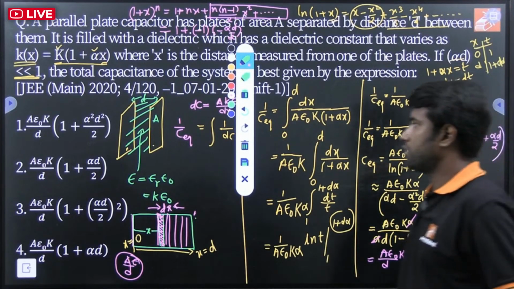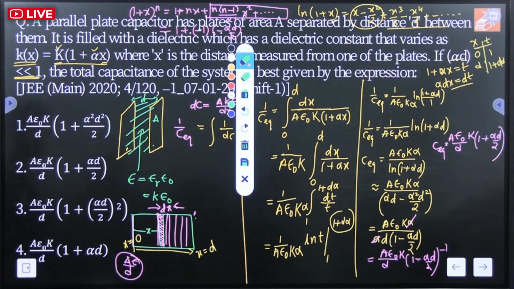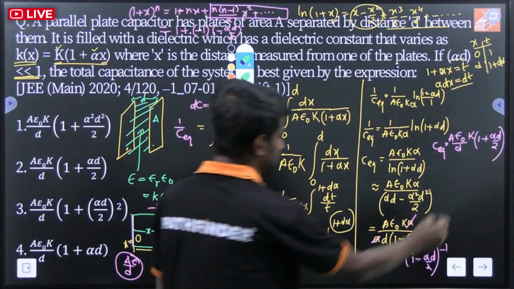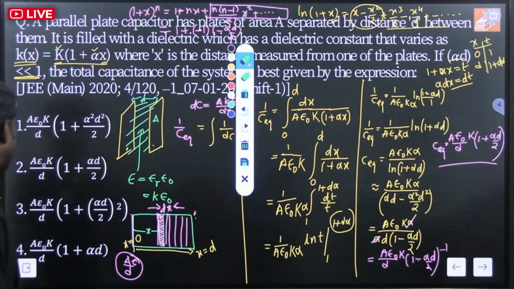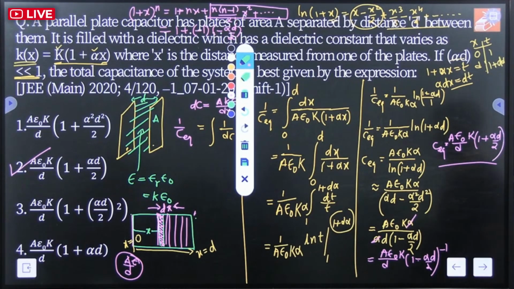Okay. So let's check that answer. Which one will be the answer? A epsilon naught K by d, every term we have, and 1 plus alpha d by 2. So we are having this part, second option. Okay. So let's come to the next question.